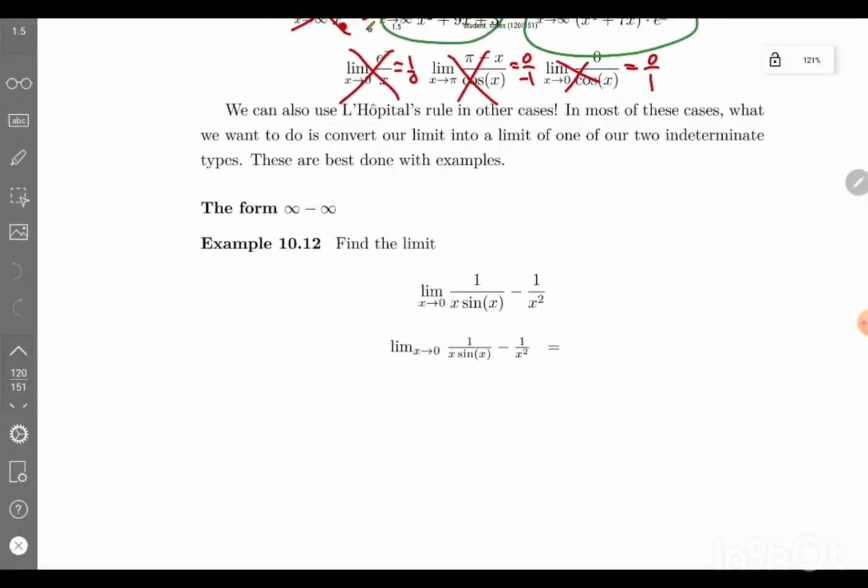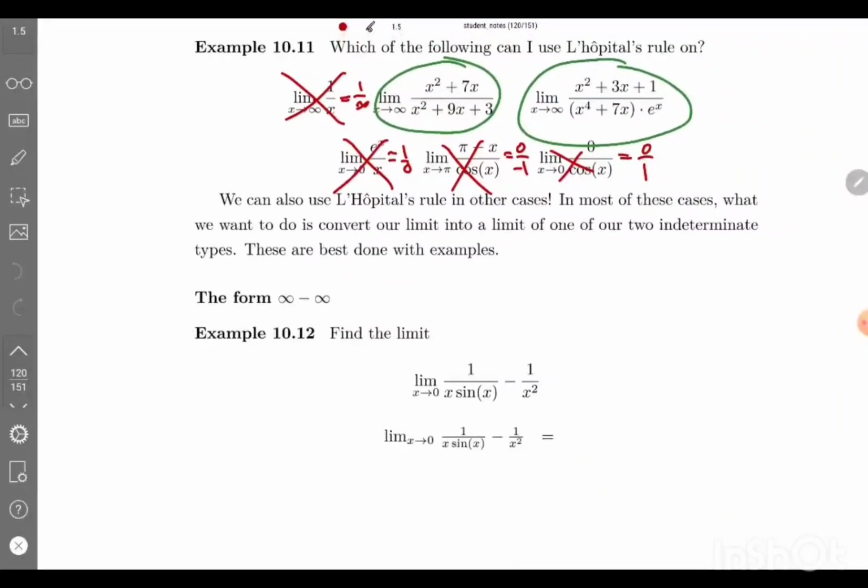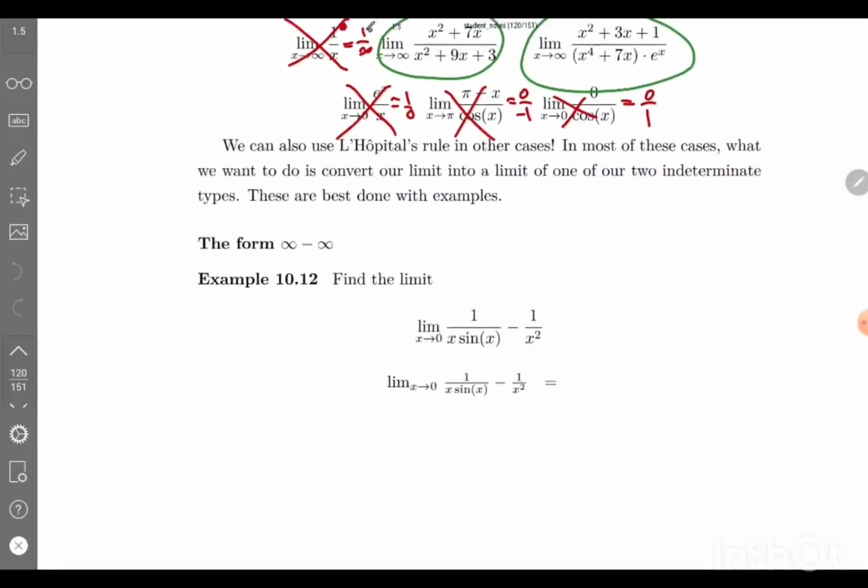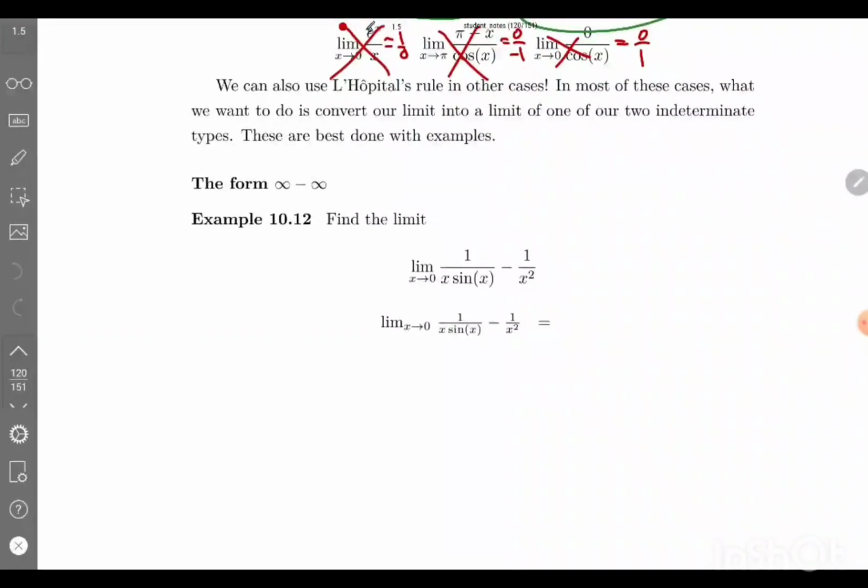There we go. So it turns out we can actually exploit this rule for other forms, and we can kind of see this with this one. We're going to look at the form infinity minus infinity. This is not 0 over 0, nor is it infinity over infinity, but we can change our equation so that it is one of those two forms. Basically, we're going to look at this through an example.